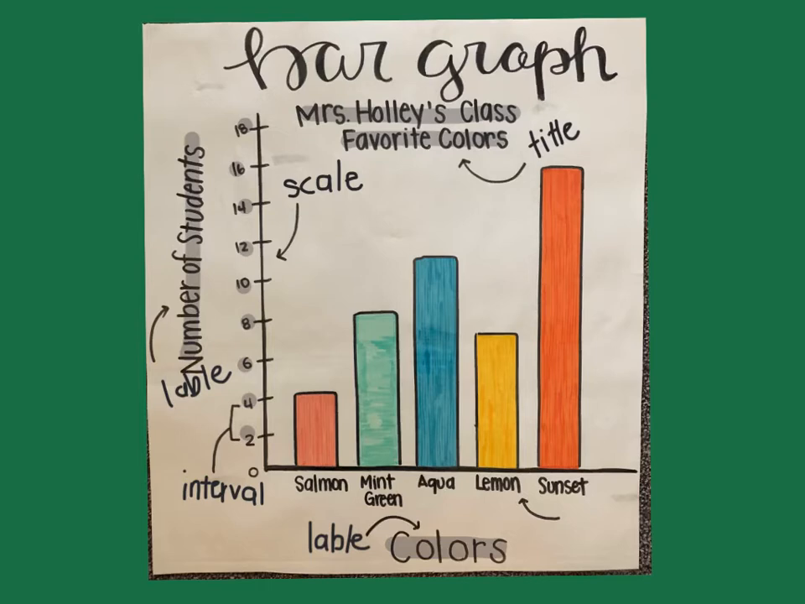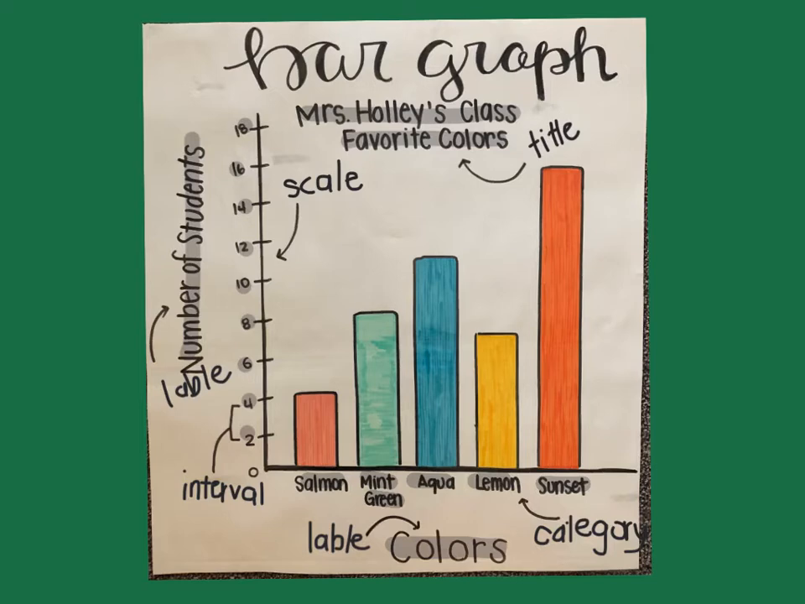Now let's talk about the label of the colors. I've given students a couple color choices, and these color choices are called the categories that I allowed students to choose from. I told them that they could choose salmon, mint green, aqua, lemon, or sunset. It's important that you have a general label and also a category for each one of your bar graphs.